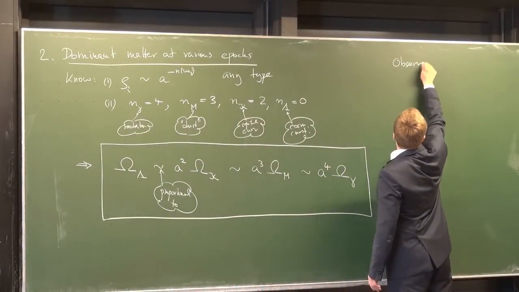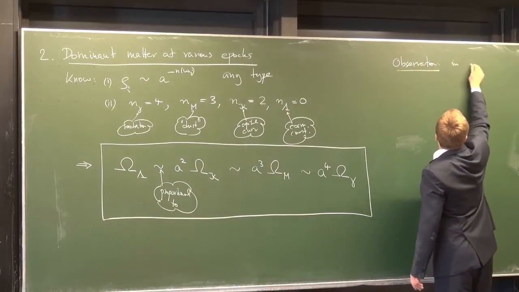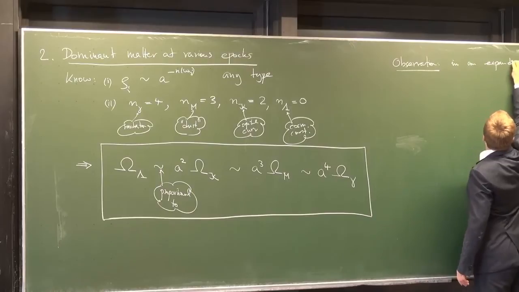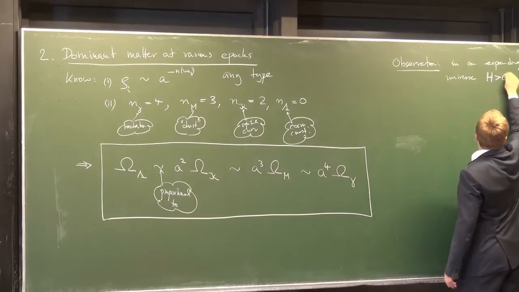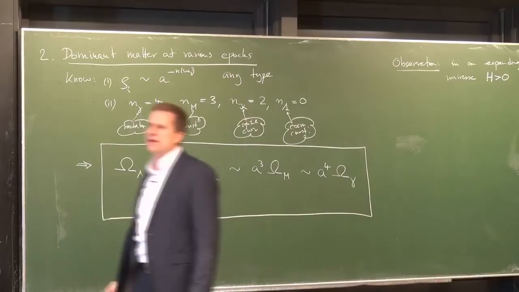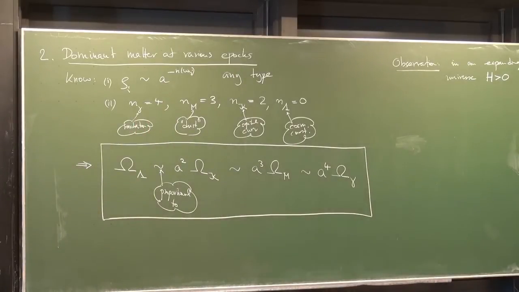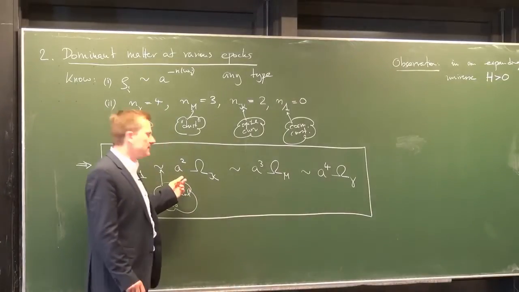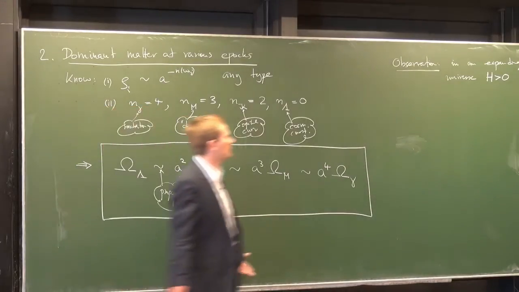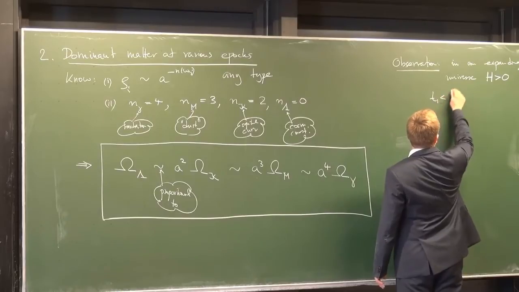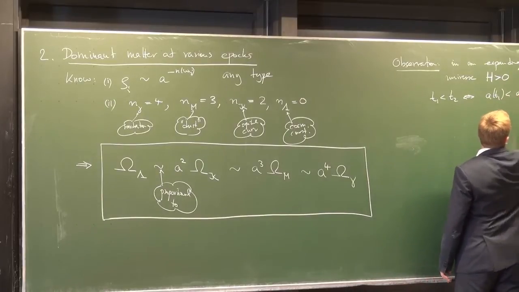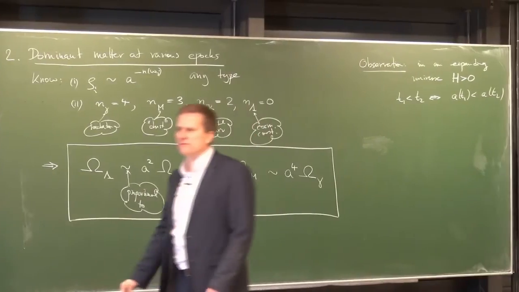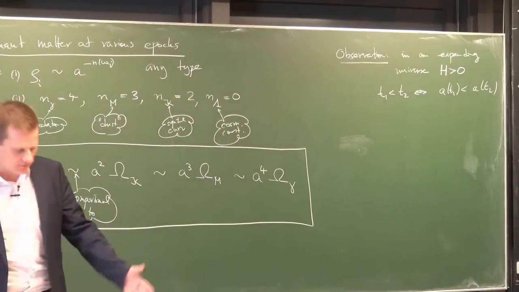Observation in an expanding universe, that means a universe where the Hubble function is at all times greater than 0 because it's a dot over a. That means the a increases all the time. That's an expanding universe. In an expanding universe, the later the time, the bigger the a, right? T1 less than T2 if and only if a of T1 less than a of T2. At later times, there's a bigger scale factor, right? Very simple. It's an expanding universe.